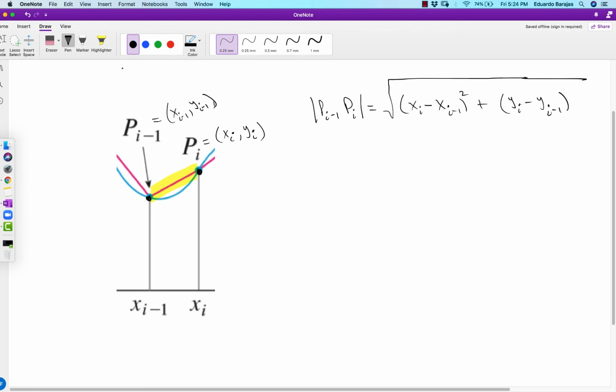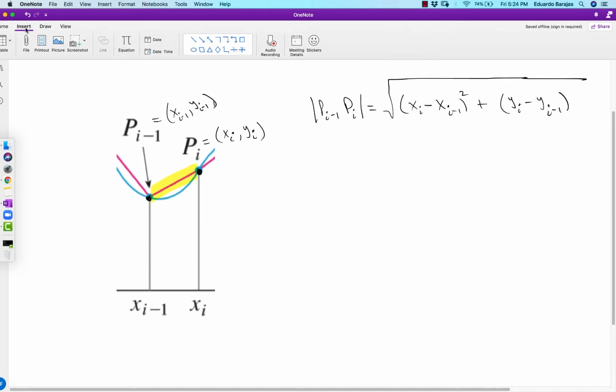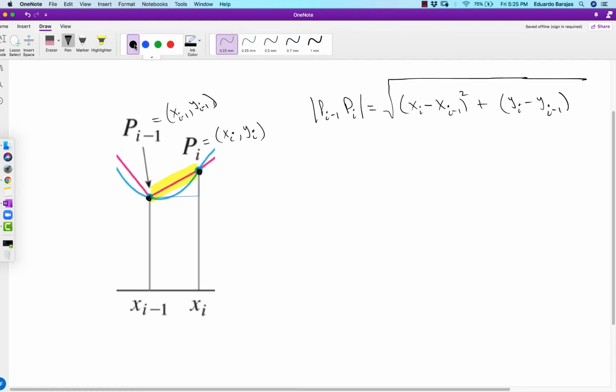Good. Remember earlier when we were trying to figure this out, we created a little triangle that went underneath this. We created the triangle that connected this to this, and then another line there. And we thought about this distance there, that would be x sub i minus x sub i minus 1. And we thought about this distance there, which would be y sub i minus y sub i minus 1.